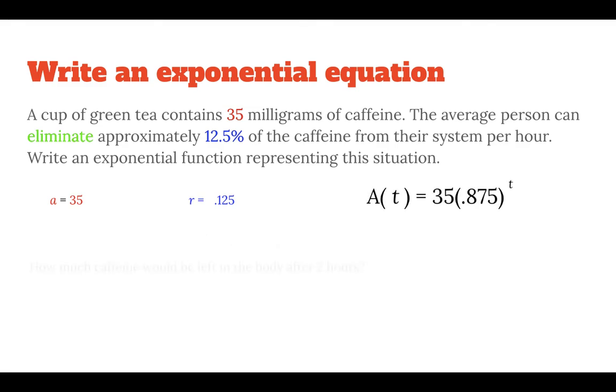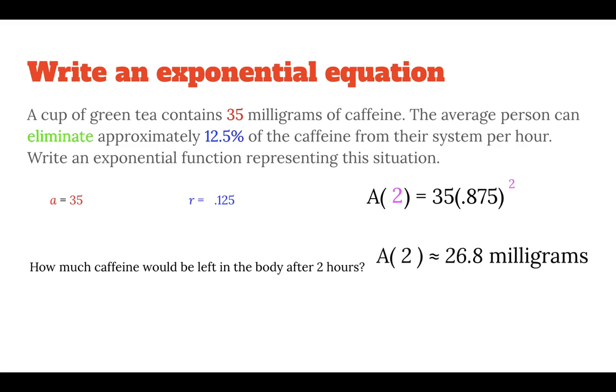Next thing that we're going to look at is how much caffeine would be left in the body after 2 hours. 2 hours suggests the time, so where I have t's in the function, I'm going to replace them with the 2, follow my order of operations, and find out that after 2 hours, there's approximately 26.8 milligrams of caffeine left in the body. So that's everything as far as graphing exponential functions and applying exponential functions.